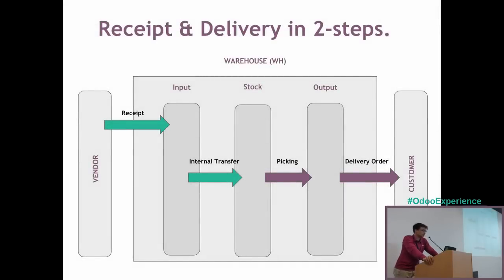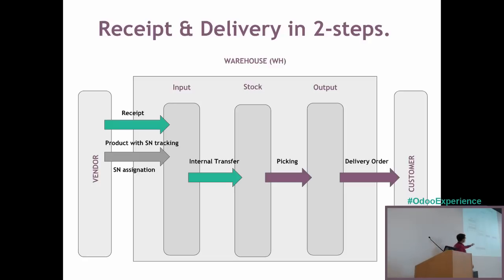The other use case that I have is a receipt and delivery in two steps. Here I will receive a product with serial number tracking. Then I will make the serial number assignation in the first step when I receive the product in the input location. Of course, as I said before, I could do it at the second step. So just here on the internal transfer, I could decide to have the serial number assignation at this step and just receive the product without any tracking at the first step. That would be a possible configuration that we could review just after.